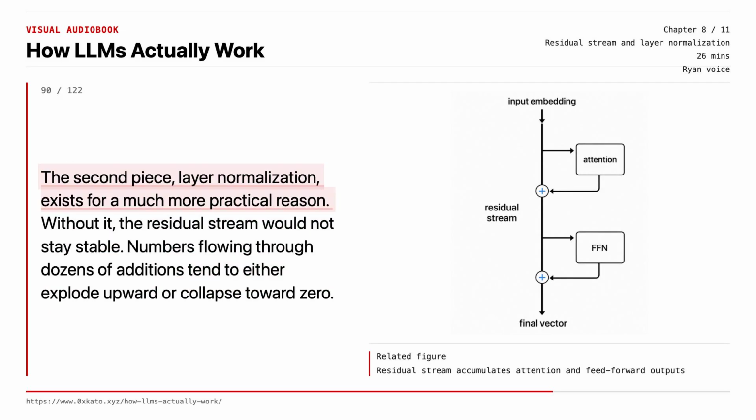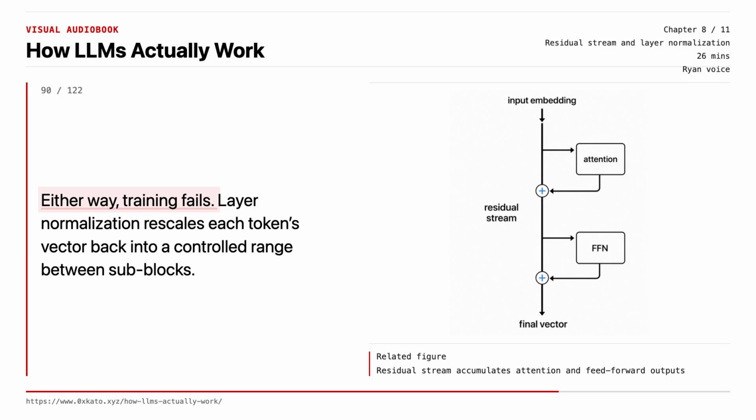The second piece, layer normalization, exists for a much more practical reason. Without it, the residual stream would not stay stable. Numbers flowing through dozens of additions tend to either explode upward or collapse toward zero. Either way, training fails. Layer normalization rescales each token's vector back into a controlled range between subblocks.